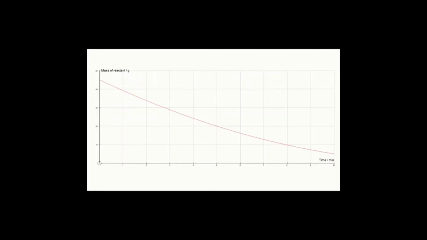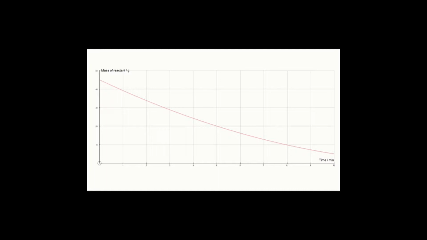So the gradient on a line on any graph where you've got amount or concentration or mass or volume up the y-axis and time across the bottom is going to be equal to the reaction rate. And the units of the reaction rate are always going to be found by taking the y-axis units and dividing them by the x-axis units. So, for example, you might have centimeters cubed up the side, you might have seconds across the x-axis, and you would end up with centimeters cubed divided by seconds, or centimeters cubed per second, and that would be the unit of your reaction rate. So here's an example here, mass of reactants up the side in grams, time across the bottom.